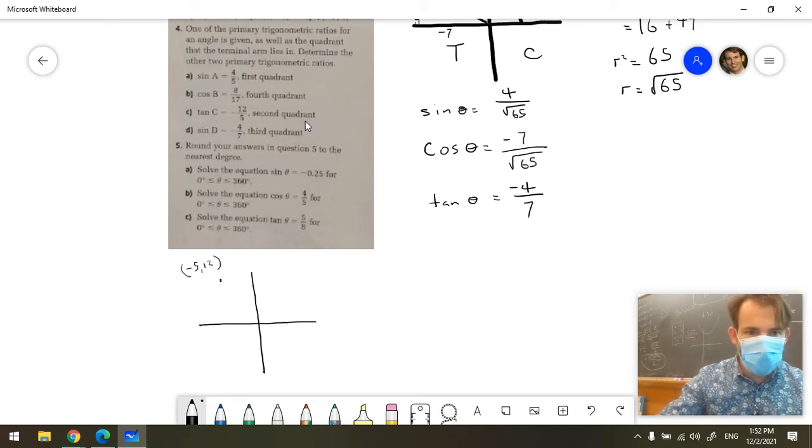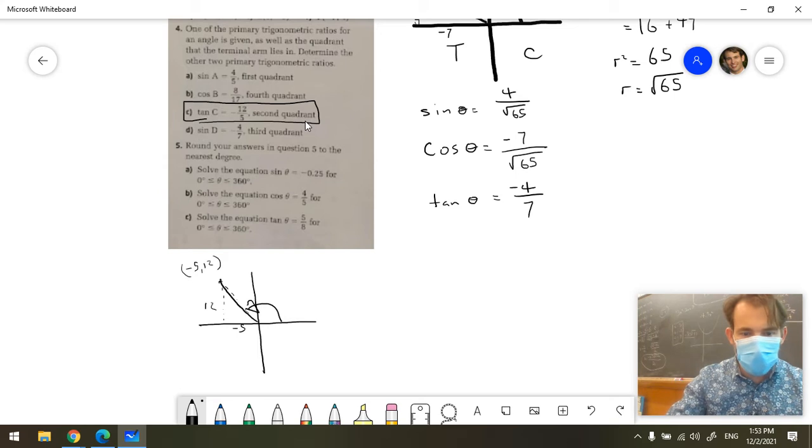How did I know that from this? Well, it tells me which quadrant it's in, and it tells me its tangent, negative 12 over 5. That's opposite over adjacent, and here's the triangle. This one we can draw on nicely in a solid line. So that's negative 5, 12. It's opposite over adjacent. This is 12, and this is negative 5. So that will have that tangent. And we were asked to determine the other two primary trigonometric ratios. Well, we can do that from this.